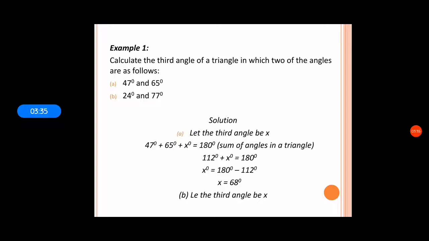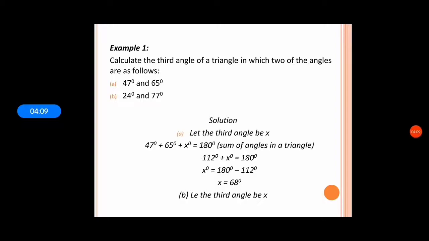That is, you must put the reason there. I told us in the last class that you must always put the reason for doing what you are doing in this type of mathematics question. So we have sum of angles in a triangle. So we have 112 degrees plus x degrees equals 180 degrees. So x degrees equals 180 degrees minus 112 degrees. So our x is 68 degrees. So the third angle created by us, which is x, is 68 degrees.